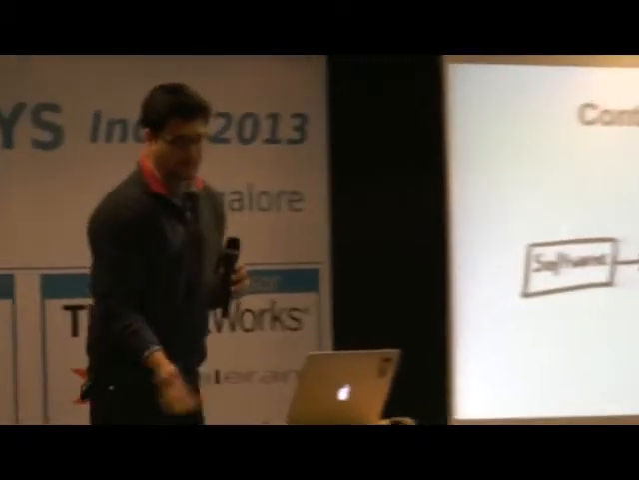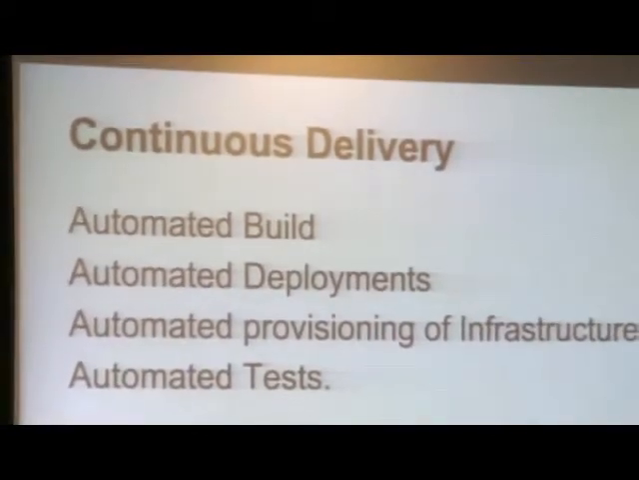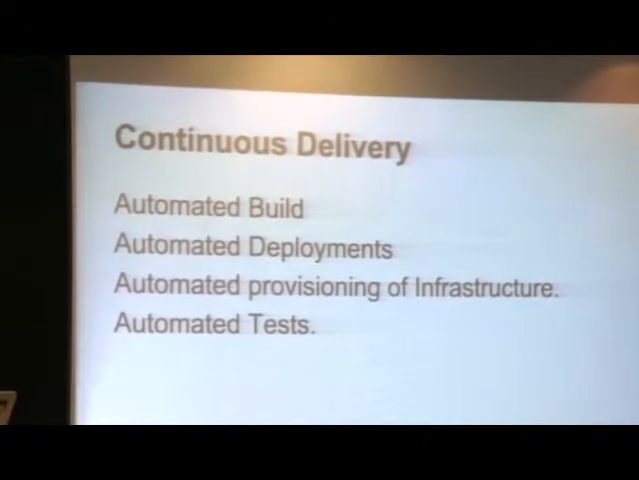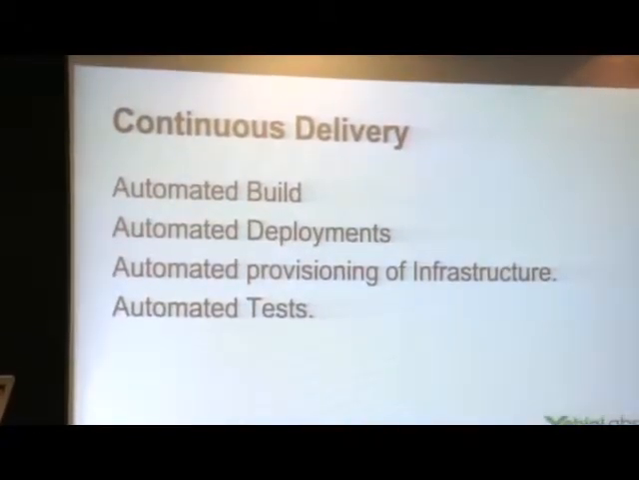So, continuous delivery, as we all know, is about building software, testing it, deploying it, and provisioning. What are the major parts of continuous delivery? We have to automate the builds, we have to automate the deployments, we should have an automated way of provisioning infrastructure, we should have automated test cases, and all that stuff.